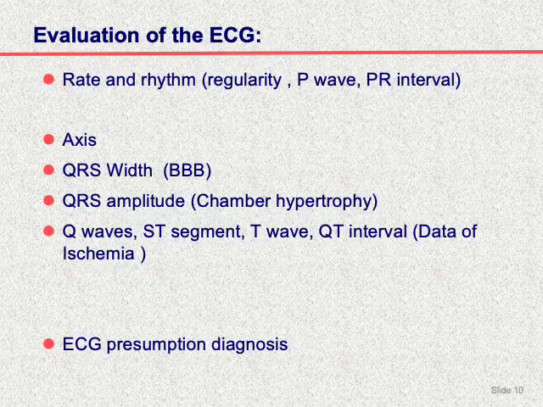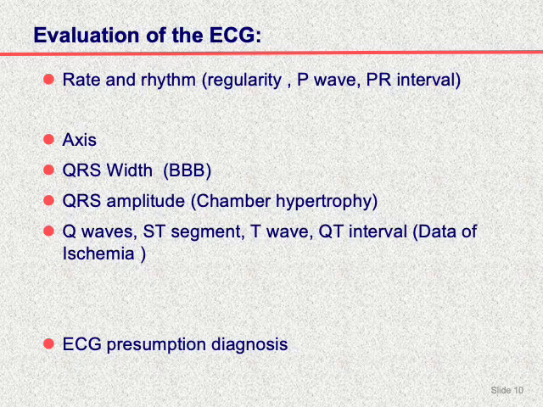The next step is that we need to evaluate the ECG in a systematic way so that we can reach a diagnosis, and we should memorize it in a simplified way. There are different items to be reviewed in the ECG. I'll try to simplify it into 2 main subjects. The first one is rate and rhythm.